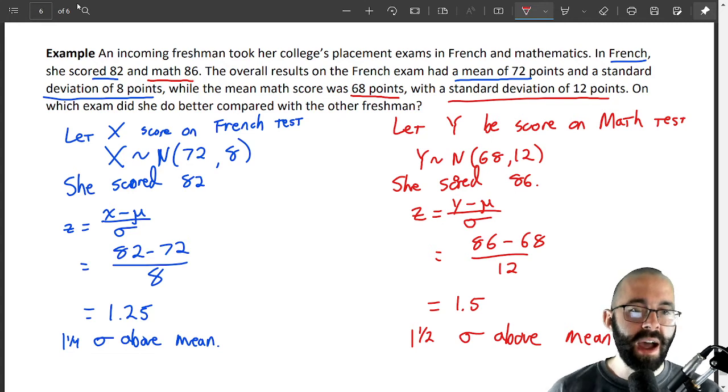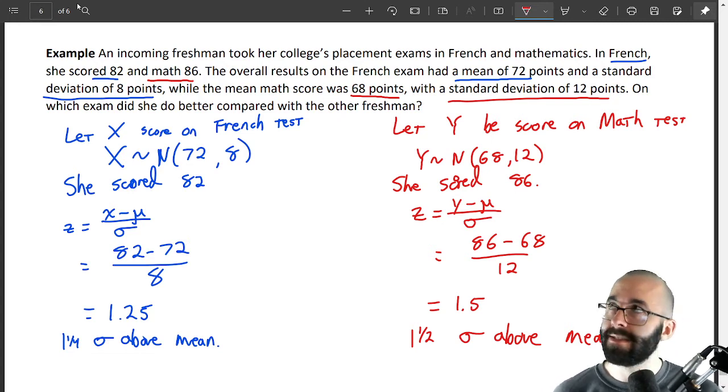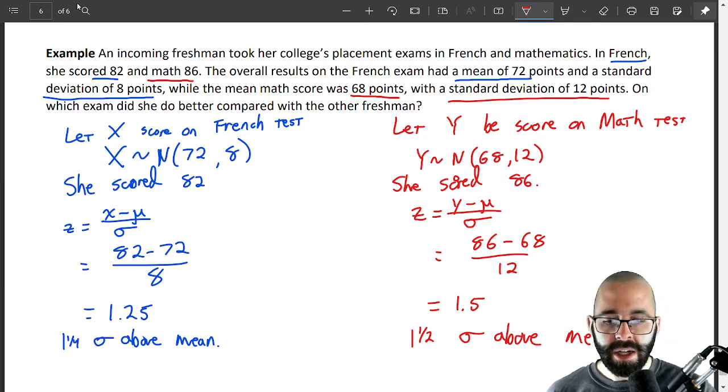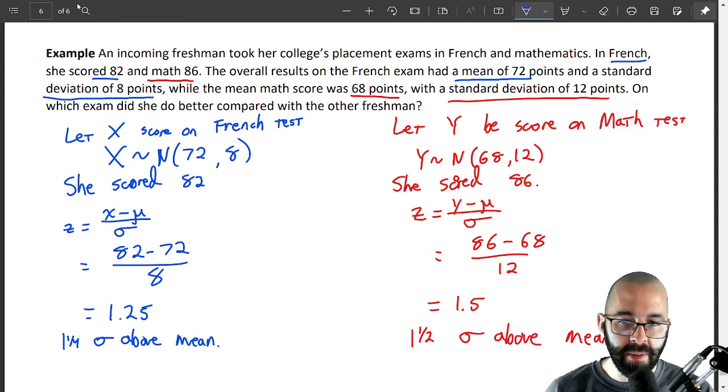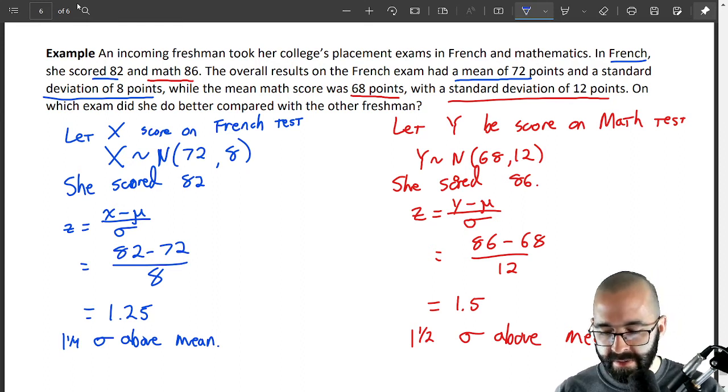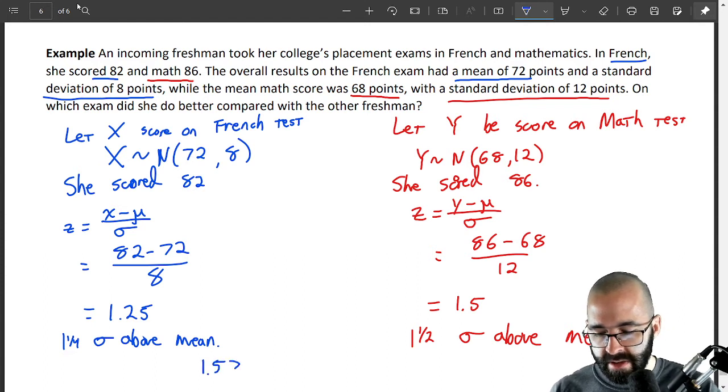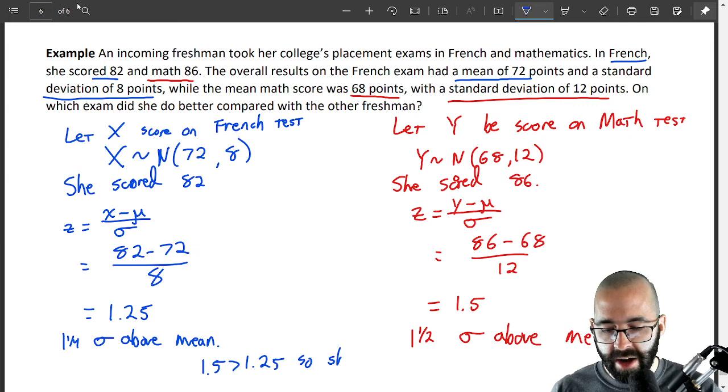So she did better on the math test, relatively speaking. Well, I guess even non-relatively speaking, an 86 is higher than an 82, but she did better on math. All right. Because this is more rare. Right? 1.5 standard deviations above the mean is better than 1 1/4 standard deviations above the mean. So 1.5 is bigger than 1.25. So she did better on math.